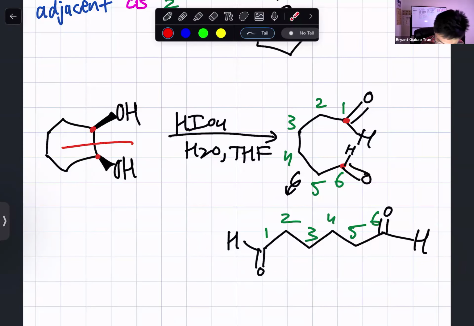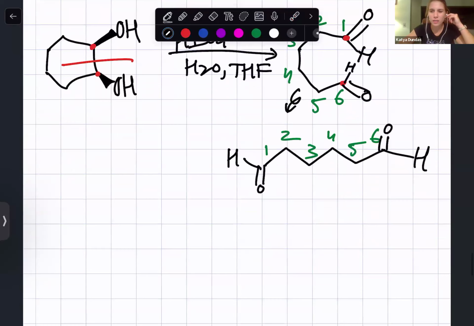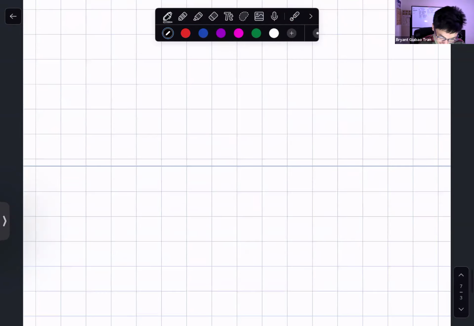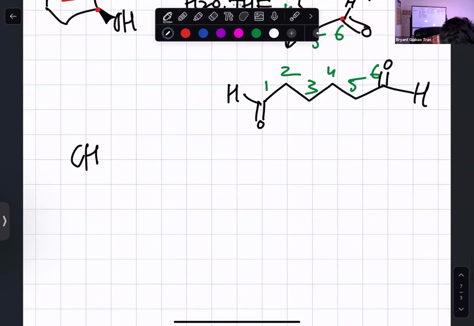Does it have to be a ring for the diol? Let me think of one. No, it does not have to be a ring because you'll learn in 118C, carbohydrate sugars. So you can have something like this with the Fischer projection.